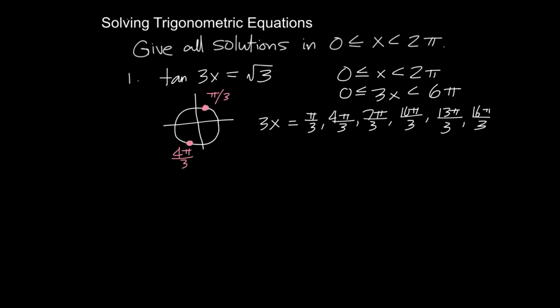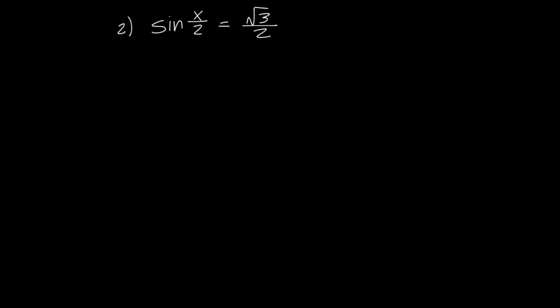So now you just divide everything by 3, and you get the solutions pi over 9, 4 pi over 9, 7 pi over 9, 10 pi over 9, 13 pi over 9, and 16 pi over 9. And those are all your solutions between 0 and 2 pi. Next example. This time we have sine of x over 2 equals root 3 over 2.